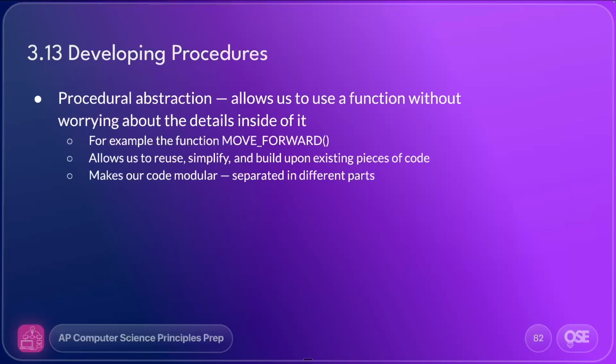That's simple. How do we develop procedures? There's something called procedural abstraction, also another definition you have to know. It allows us to use a function without worrying about the details of something inside of it. For example, we can use the function move forward. It's an abstraction. We don't really know what's behind it. We just use the words move forward. This basically allows us to reuse, simplify, and build upon existing pieces of code. We don't have to write the same thing over and over again. And also it makes the code modular, meaning it's separated in different parts and not just in one giant program or sequence of steps.